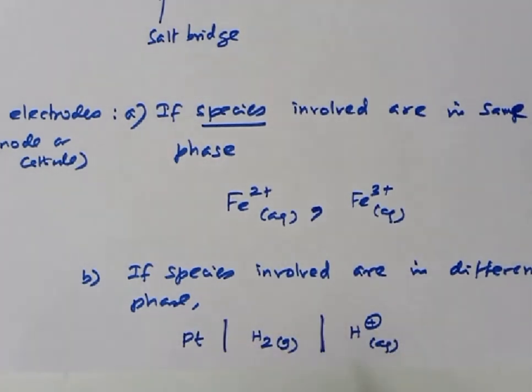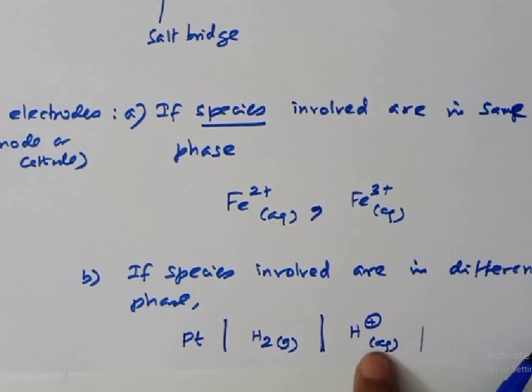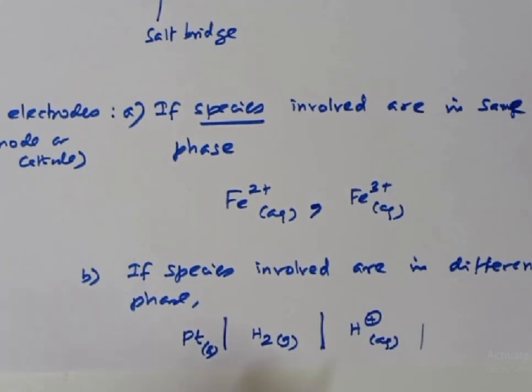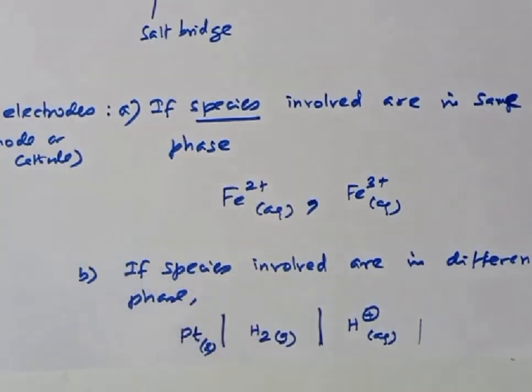And remember this order always. Suppose the salt bridge is here, then close to the salt bridge we always keep the solution, or species in the liquid phase. Species in the solid phase are always present far from the salt bridge. What is the meaning? We will discuss it with some examples so that you can easily understand. Students, any doubt up to this?